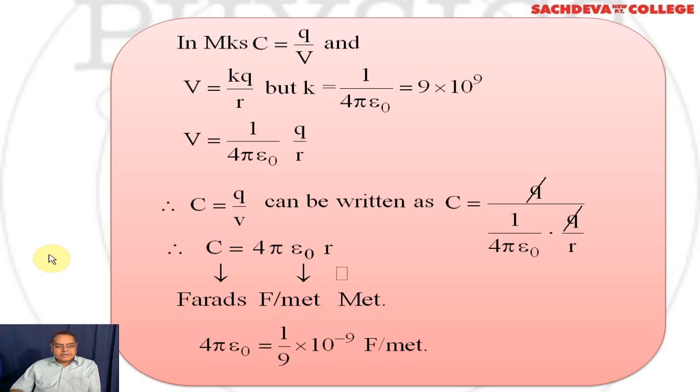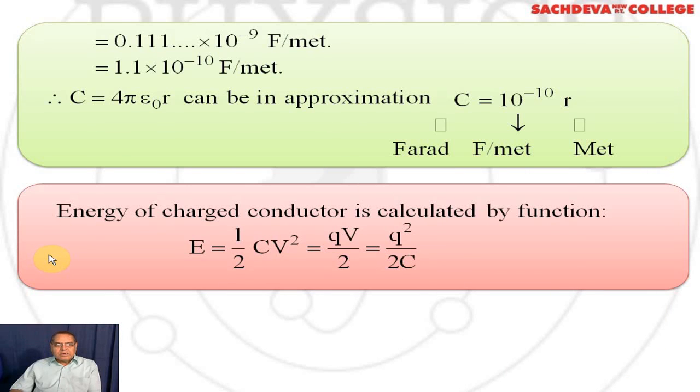Further, if you want to calculate the energy of a charged conductor, we are referring to the energy which is stored in the charged conductor. That is calculated by half CV square or QV by 2 or Q square by 2C. Basically, it is a matter of substitution and elimination to get the various formulas.